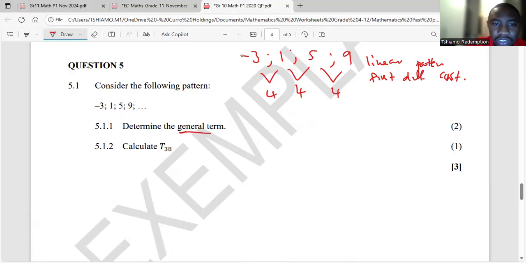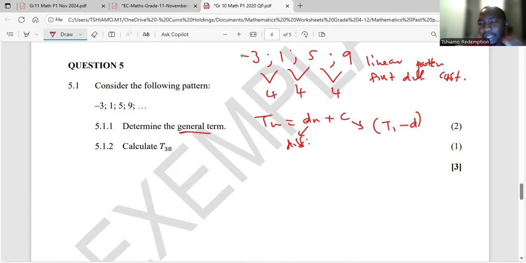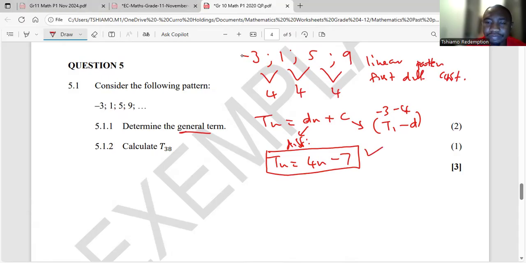Okay, now the first question says determine the rule. The rule is given by dn plus c, where d is the constant difference and c is the difference between term 1 and the difference. So Tn will be 4n. What is term 1? Term 1 is -3 minus 4. So -7, like that. That is your answer. Because a positive and a negative, here you're going to get a -7. Positive and a negative will give us a negative.